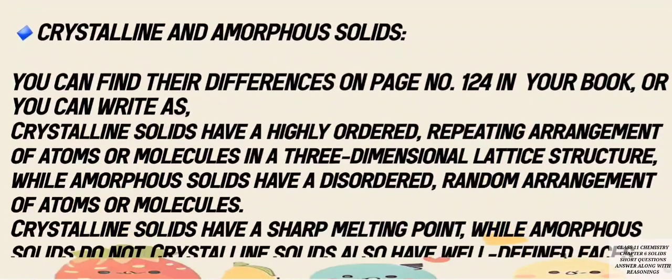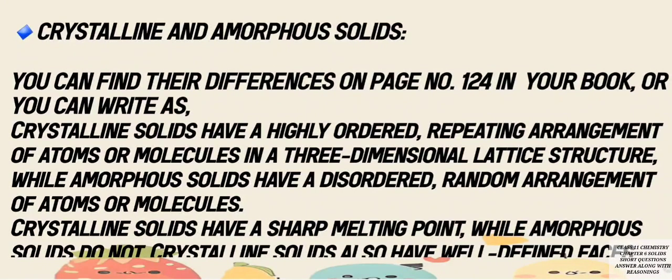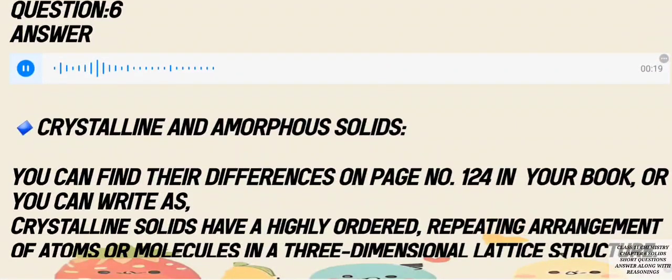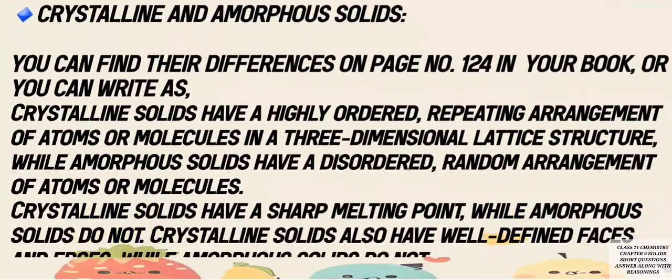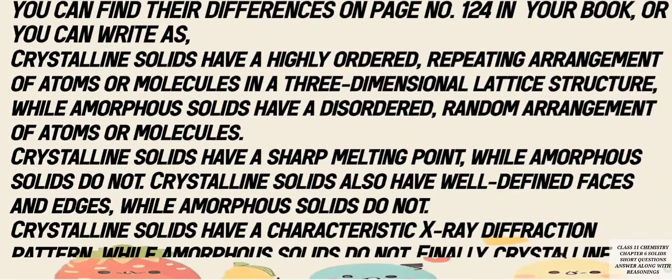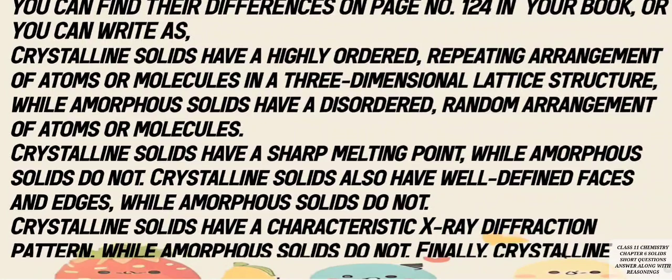Now we have question number 6. इसमें differentiate है crystalline और amorphous solids की और isomorphism और polymorphism के दरमियान differences हैं. इनका difference लिखा हुआ है, you can read it, and if anything is not clear here, you can ask me in the comment section.